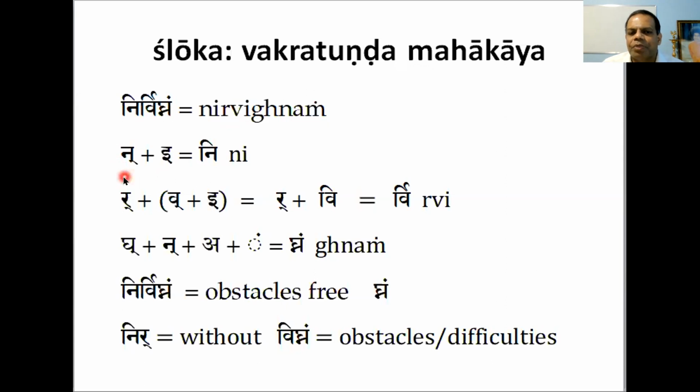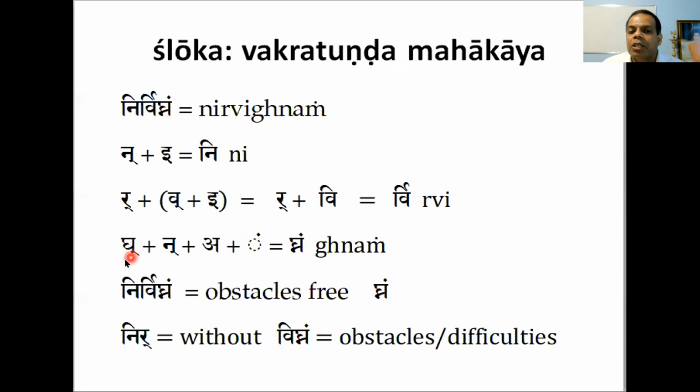So the first letter is Ni. Ni is made of N plus I is Ni. The second letter is a compound consonant. The compound consonant is R plus V plus I. V plus I gives you Vi. Then R and Vi gives you Rvi. So Nirvi. The third one is G, N, A, and Anuswara. The circle, the dot, basically means it should be over a letter. Okay, that's what it means.